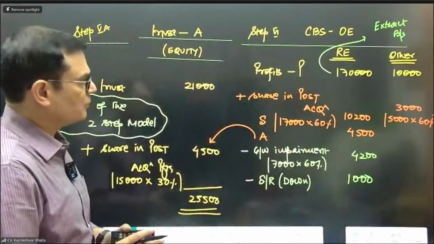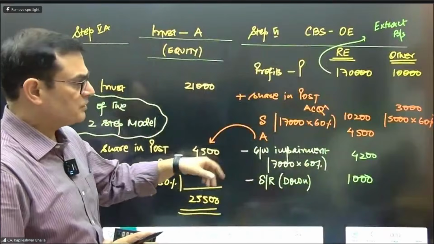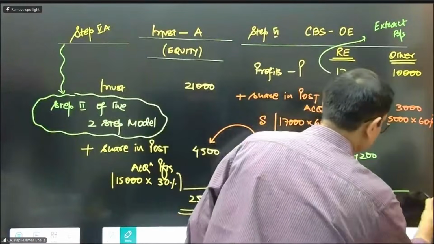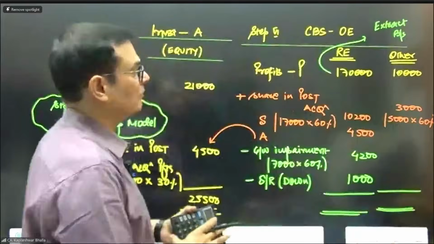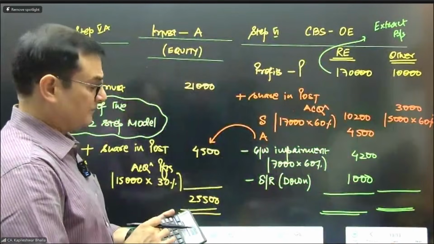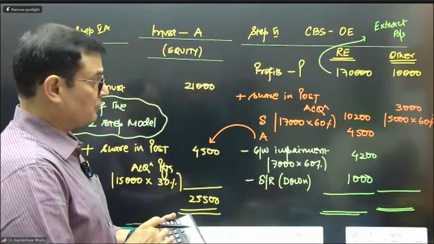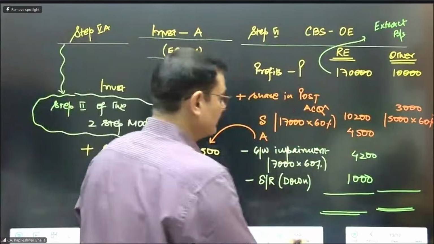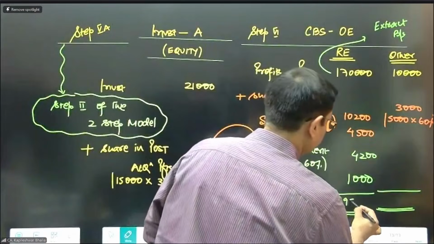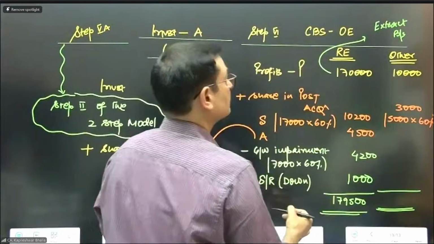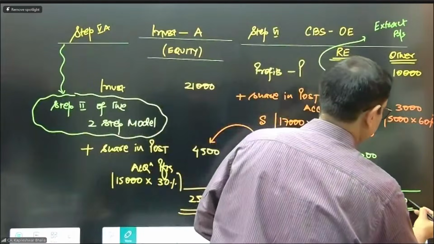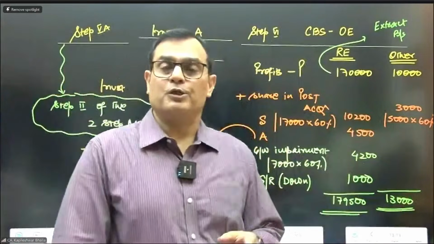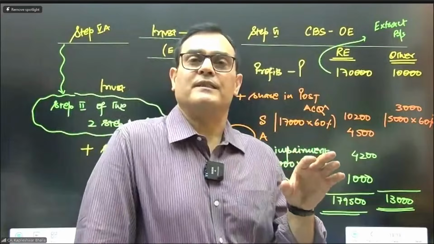And I think that's it. So post-acquisition is done, goodwill impairment and stock reserves are done. I guess we get the consolidated RE and other components. So 170 plus 10,200 plus 45 minus this, 179,500. I guess the other components work out at 13,000. Well, step number 6 stands done. So we have taken care of all the 6 steps.